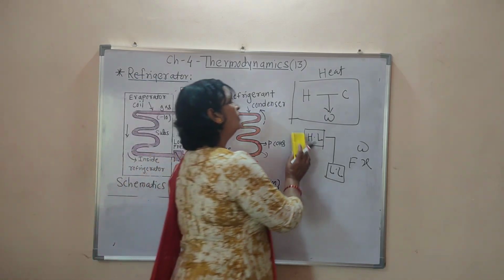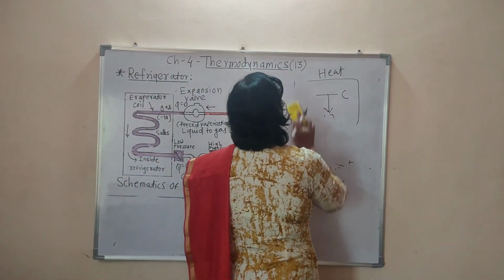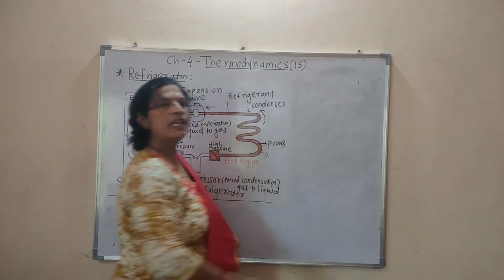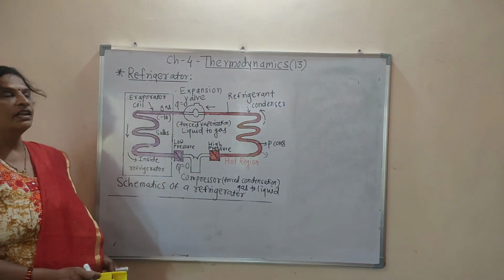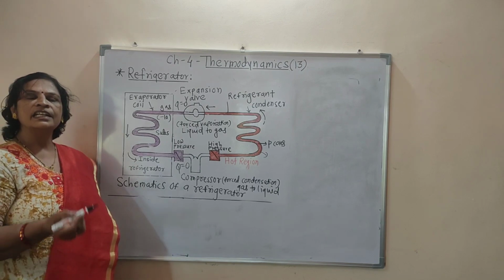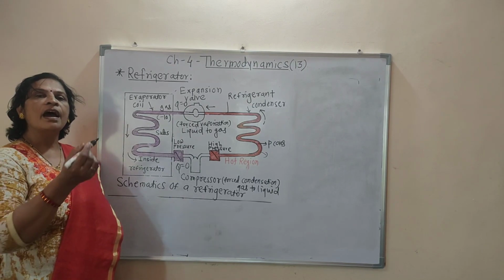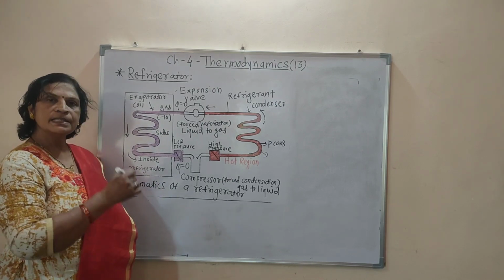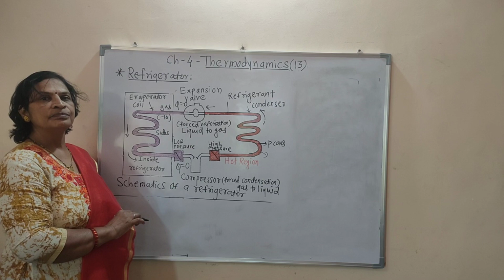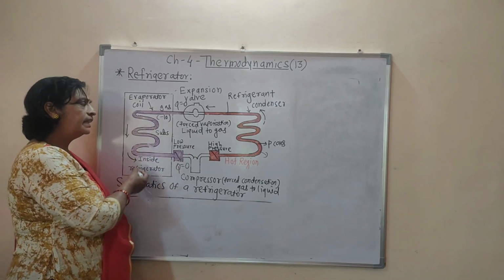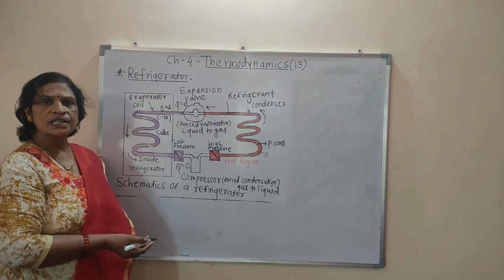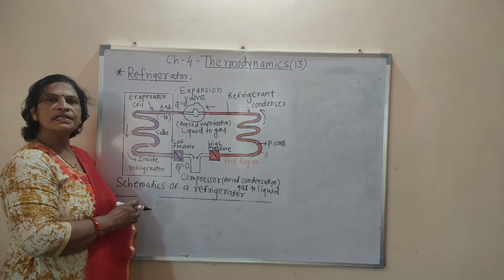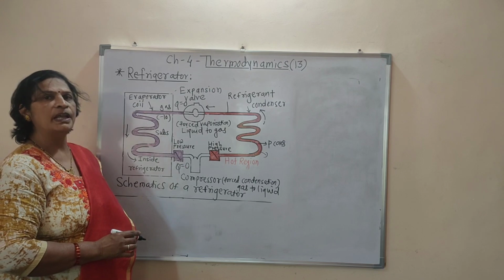Okay. Now we have to study the refrigerator. Before that we have to study what refrigeration is. Refrigeration is nothing but artificial cooling of a space or a substance or a system, or maintaining the temperature of a substance below its ambient temperature. What is ambient temperature? Ambient temperature means room temperature.